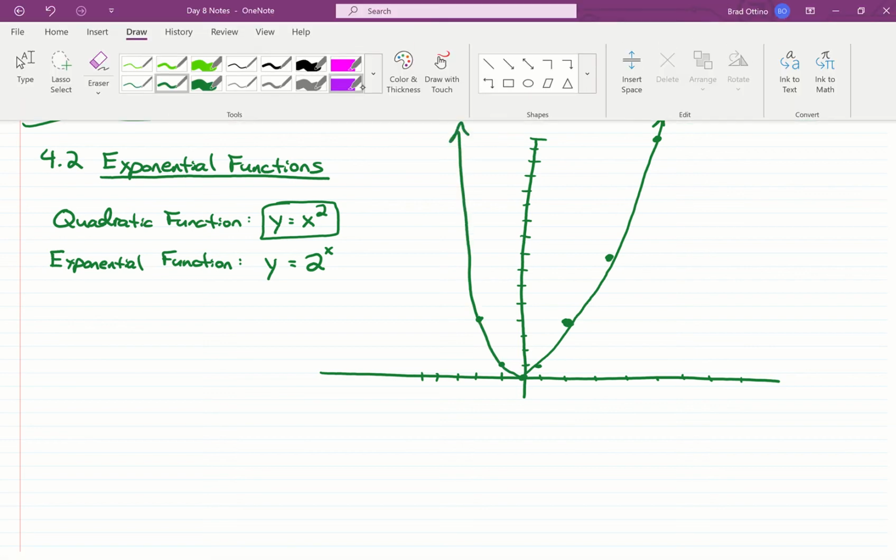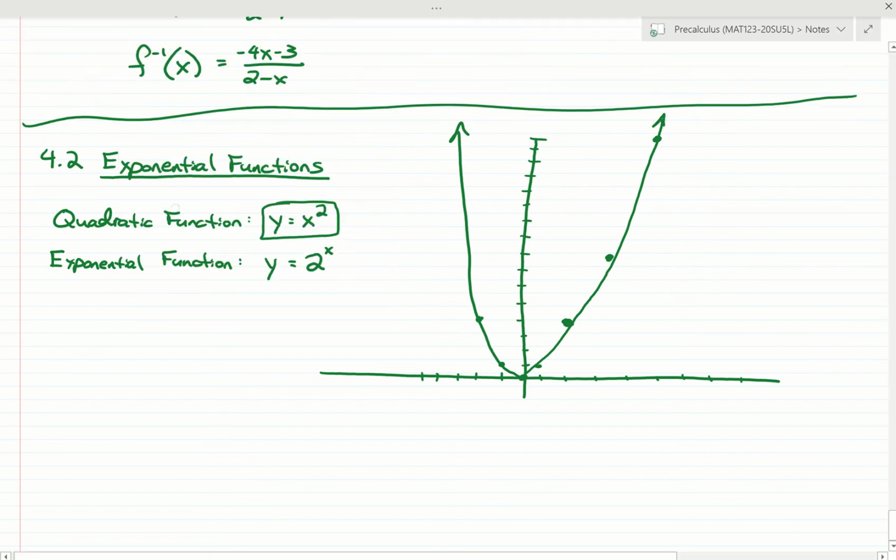Now let's look at how an exponential function is a little bit different. 2 to the 0 is 1. 2 to the negative first is 1/2. 2 to the negative second is 1/4. So on this side, as long as we raise 2 to any power, it's never going to be negative. So it looks like we have an asymptote.